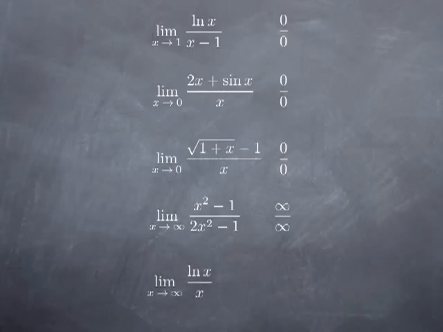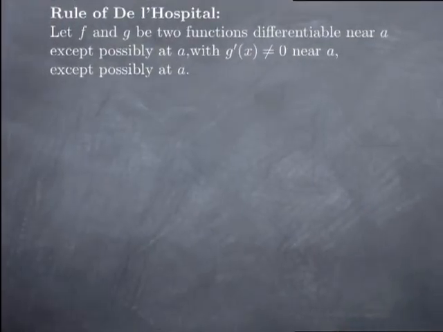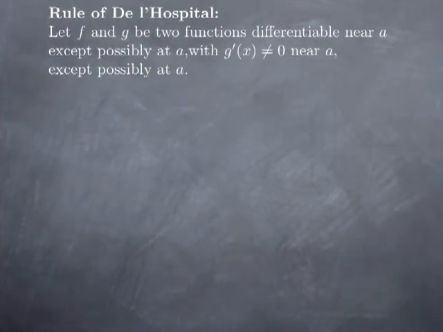But let's say for something like the limit of ln of x divided by x when x goes to infinity, top and bottom go to infinity, and now we don't have a general result for that. So this rule of de l'Hopital, which is the title of this section, is about giving a general principle to deal with all of these examples and more. So let's turn to the statement.